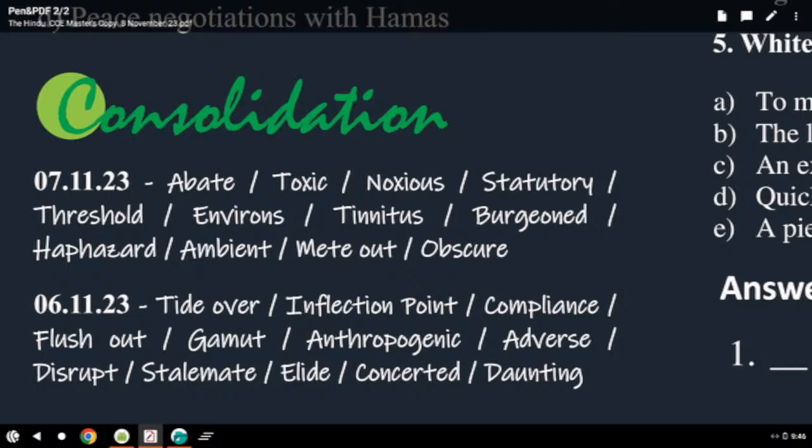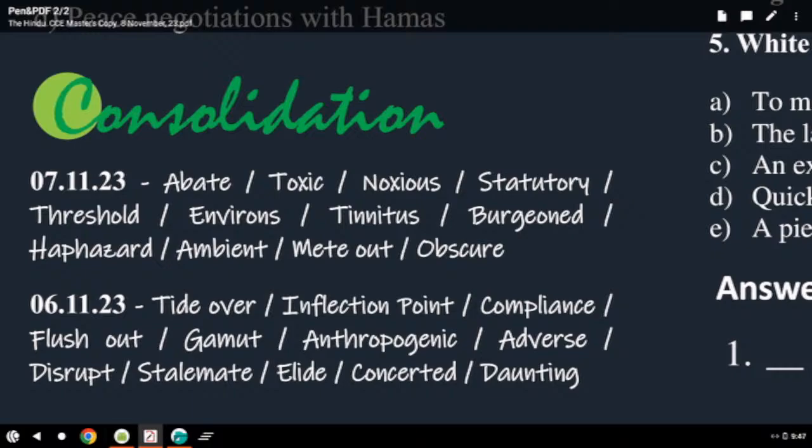Abate, part of speech first. Verb, meaning, what is it? Widespread, but more than that, without stopping. Abate, I gave one expression. I'm trying to give the word stop. Unabated rains means what? Without stopping. Okay. Toxic, adjective, meaning one keyword, harmful. Noxious, adjective, harmful. You can use the same word.